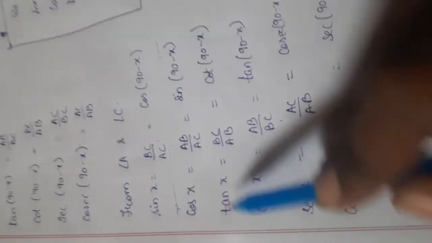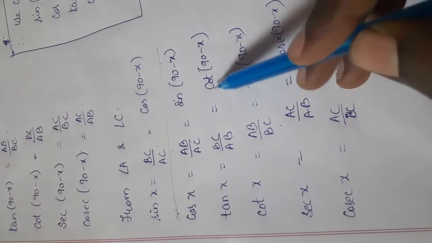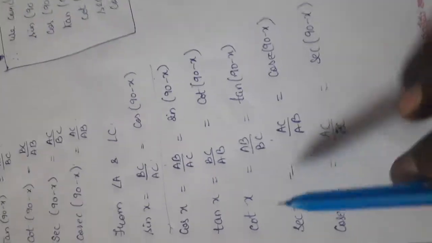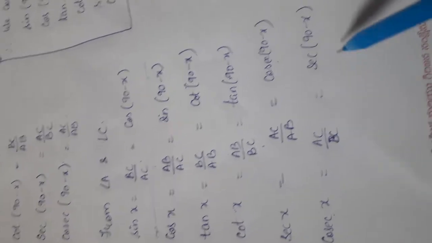So, from this, what can you conclude? Sin x is equal to cos 90 minus x. Cos x is equal to sin 90 minus x. Tan x is equal to cot 90 minus x. Cot x is equal to tan 90 minus x. Secant x is equal to cosecant 90 minus x. Cosecant x is equal to secant 90 minus x.